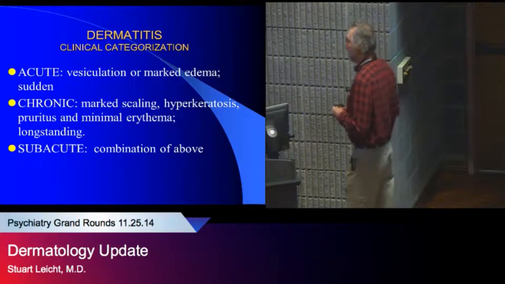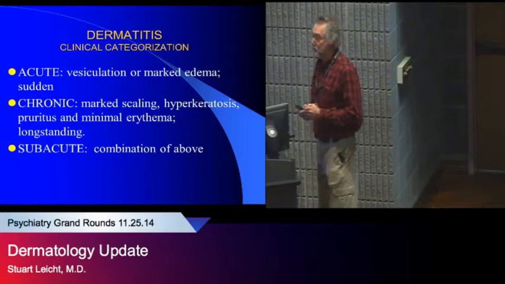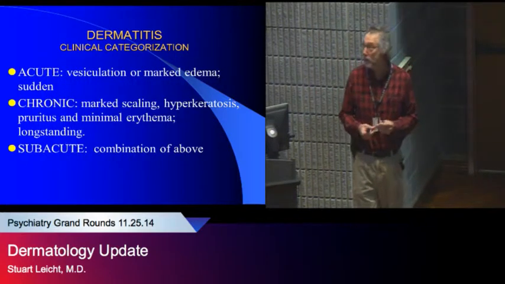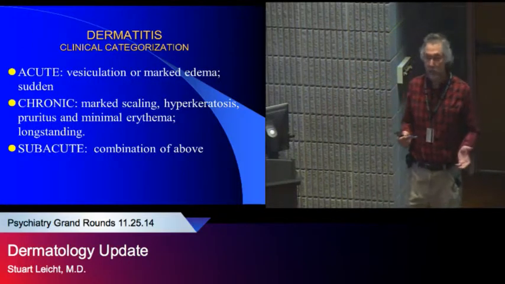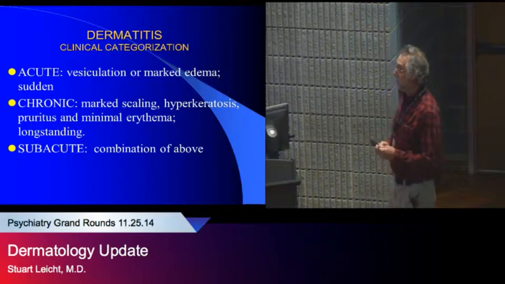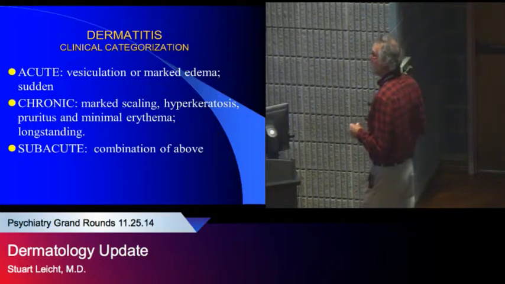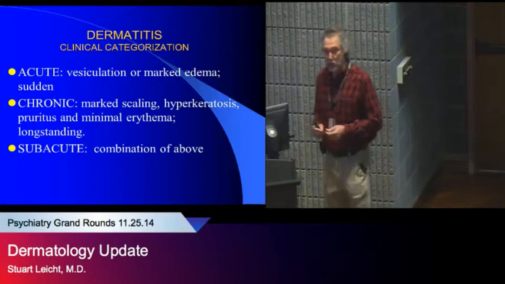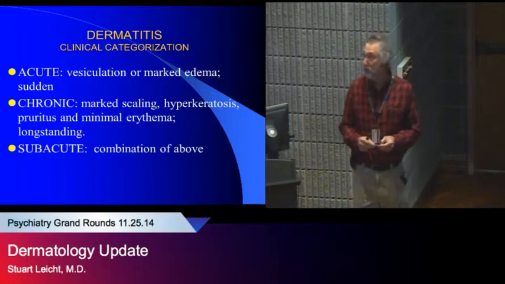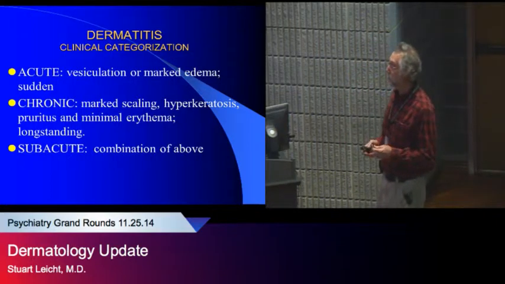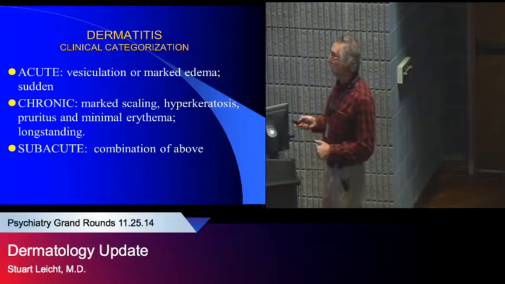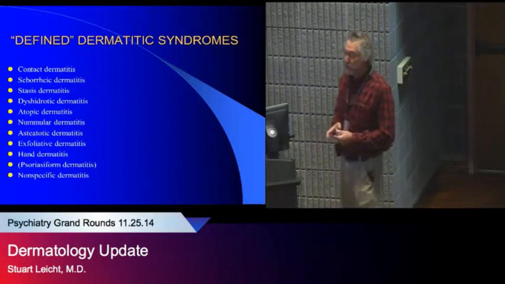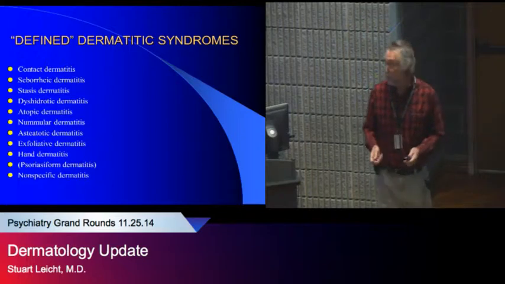There are multiple ways to categorize this. One of the simplest is acute, chronic, and subacute. Acute meaning vesiculation, blistering, a great deal of edema, sudden onset. Chronic, where you get processes with marked scaling, minimal erythema, a lot of hyperkeratosis, itching, and it's long-standing. And subacute is a combination of the above. These are the diseases that we're going to be talking about now.